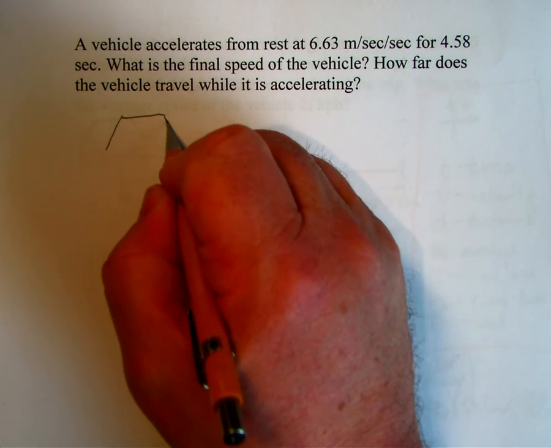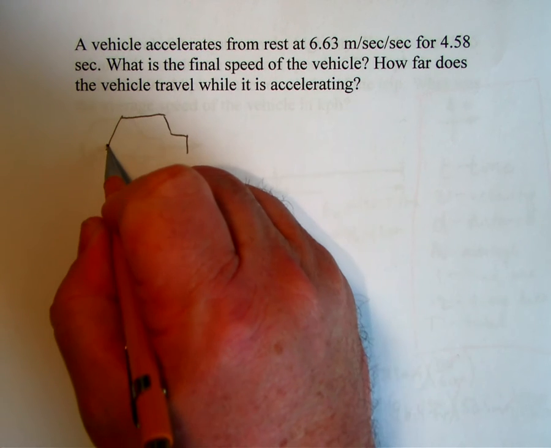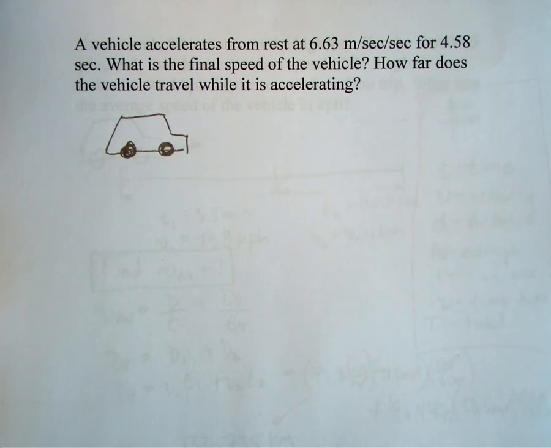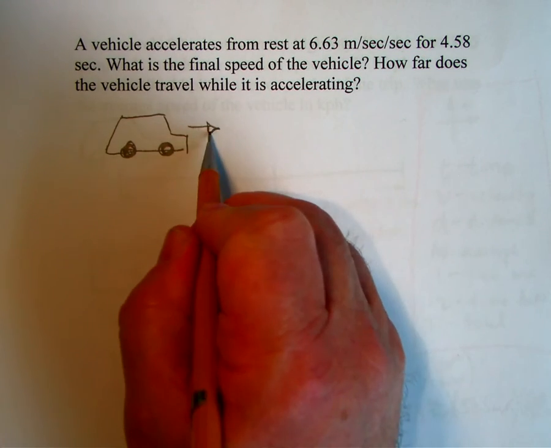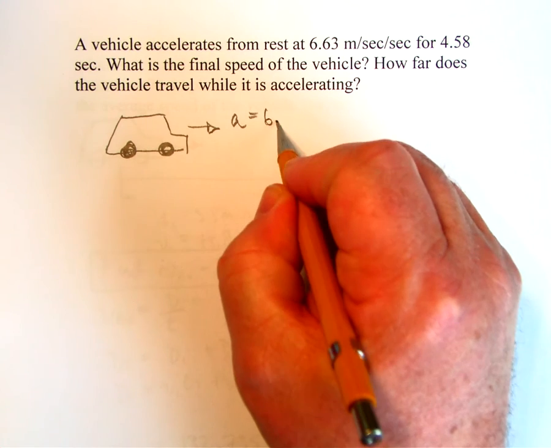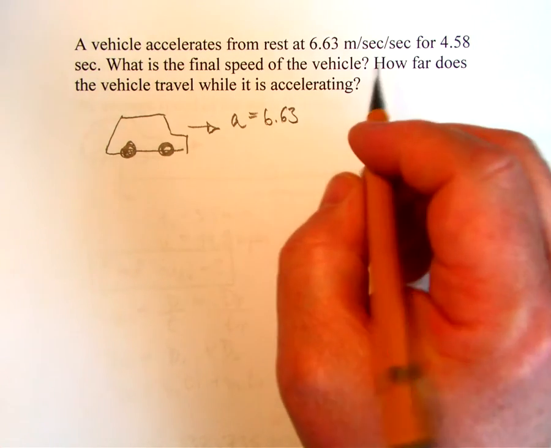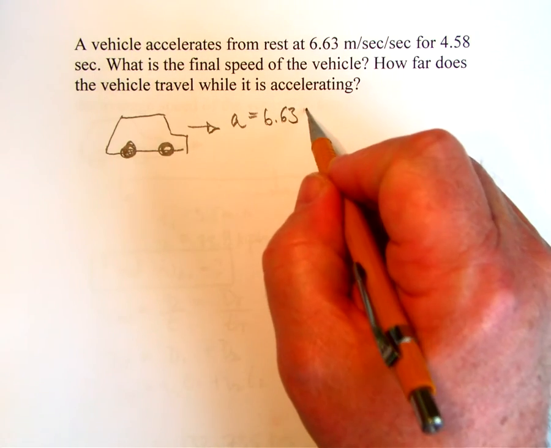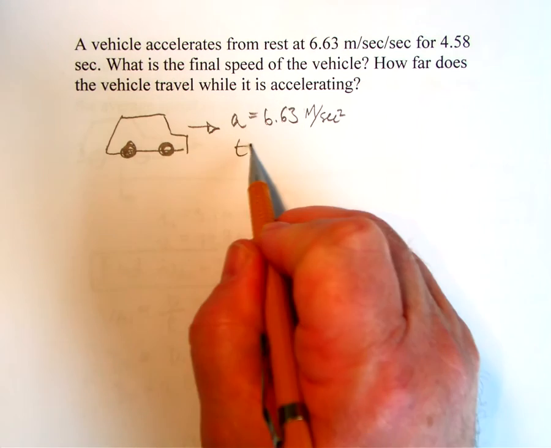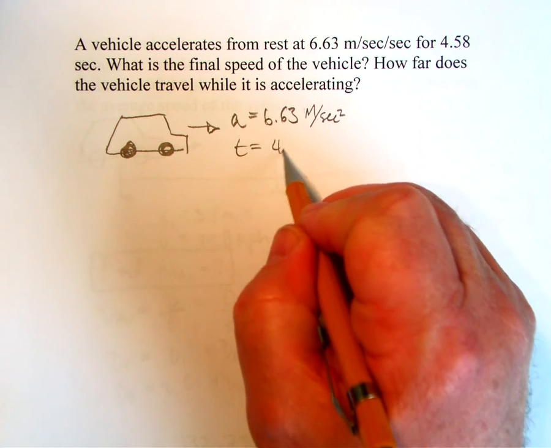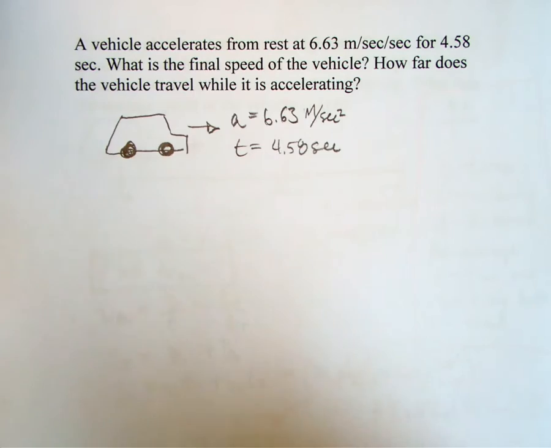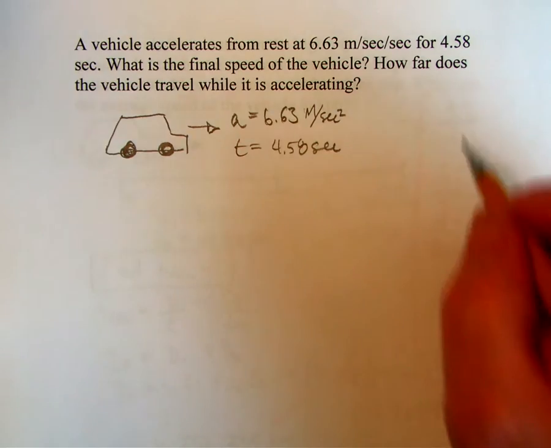Okay, there's my little car. Okay, put some wheels on it. And it's going down the road. Okay, and it has an acceleration of 6.63 meters per second squared, and accelerates over a time period of 4.58 seconds. Okay, well, obviously we have some abbreviations here. We need to start defining those out.